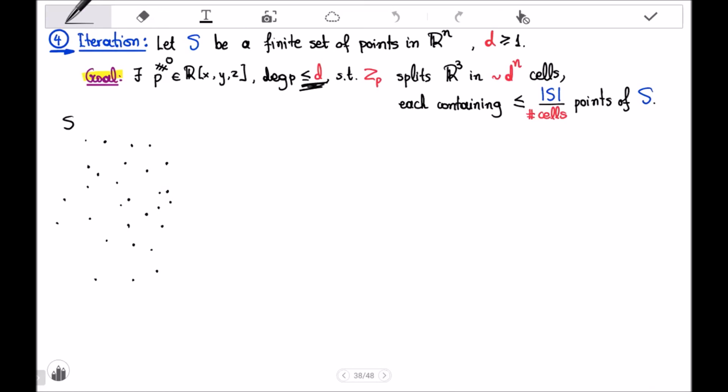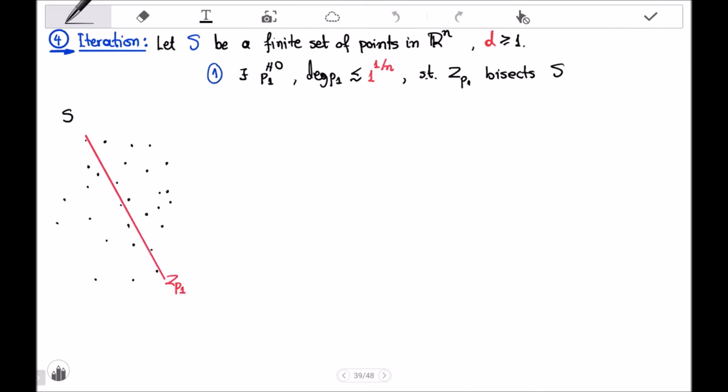There is a polynomial of at most this degree, whose zero set will split into this number of cells, each containing at most the average number of points. So once you choose a degree, the number of cells that you're aiming for is prescribed. So that's fixed. What we'll do is we'll bisect this set once, we'll bisect it again, until we get to the number of cells we want. That's the plan.